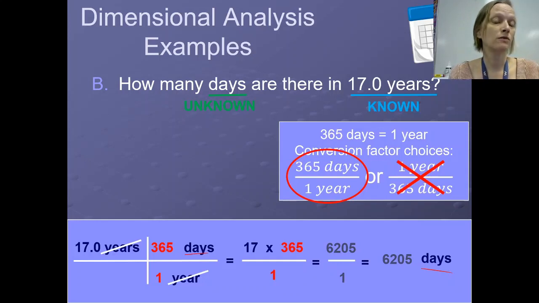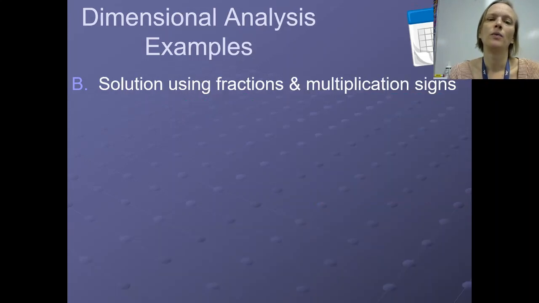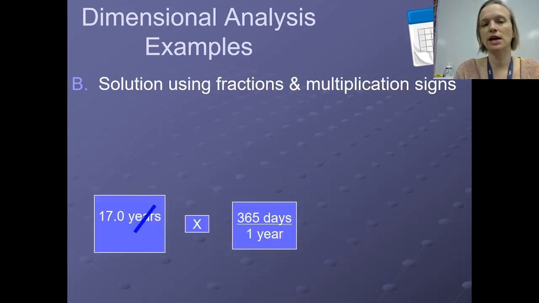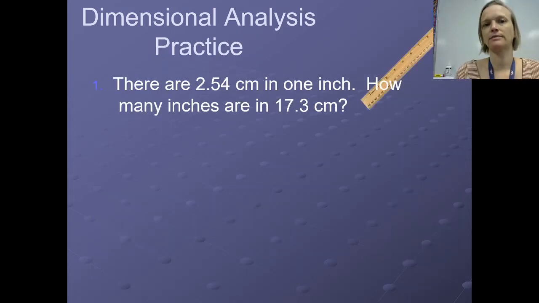Now, my initial value had just 3 significant figures. Therefore, my answer should just have 3 significant figures. 6,210 days about in 17 years. Okay. Again, you can do the same example using multiplication signs. I prefer the train track method, but just to show you how that looks, the years still cancel out with years, and you still should end up with 6,210 days.